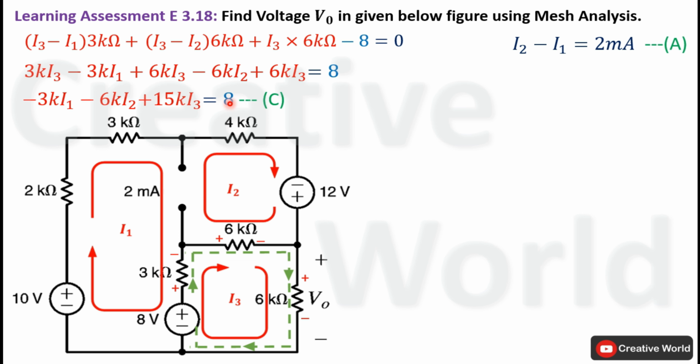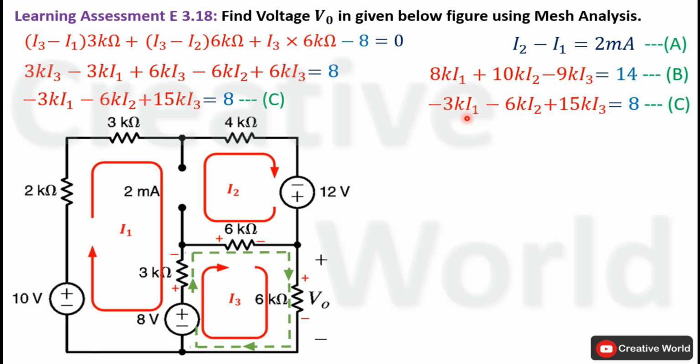The first equation was I2 minus I1 equal to 2 milliampere. The second equation is 8k I1 plus 10k I2 minus 9k I3 equal to 14. And the third equation is minus 3k I1 minus 6k I2 plus 15k I3 equal to 8. Now in order to calculate the value of current I3, we will further solve these three equations.